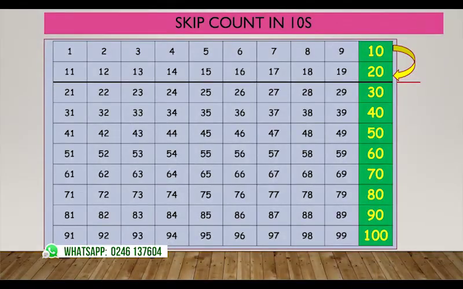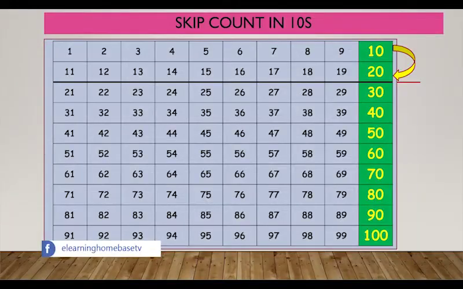So from 1, we skip from 1 to 9 to get to 10. Then we skip 11 to 19 to get to 20. We then skip 21 to 29 to get 30. We skip 31 to 39 to get our next number in tens, 40. We skip 41 to 49 to get our next tens, 50.